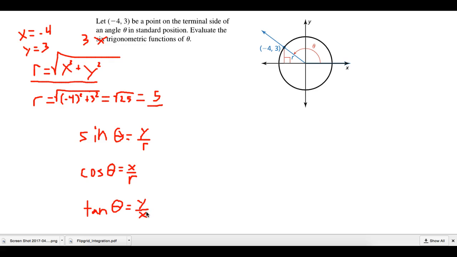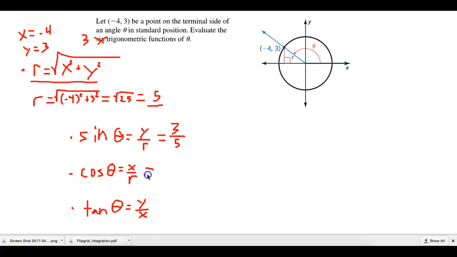Okay, so again, to this point, we haven't really done a lot of work. We've just written down our formula to find the distance, r, to our point, and then we've got our formulas for our 3 trig functions. So now, let's just go ahead and solve these. So for the sine, it's y over r. We know y equals 3, so it's just 3 over r, which is 5. So 3/5.